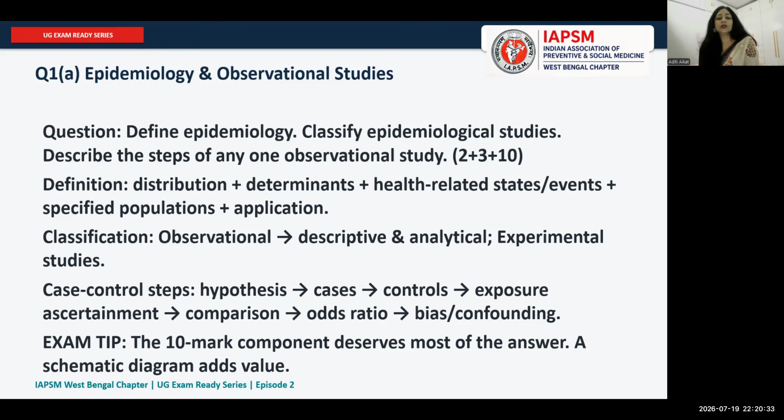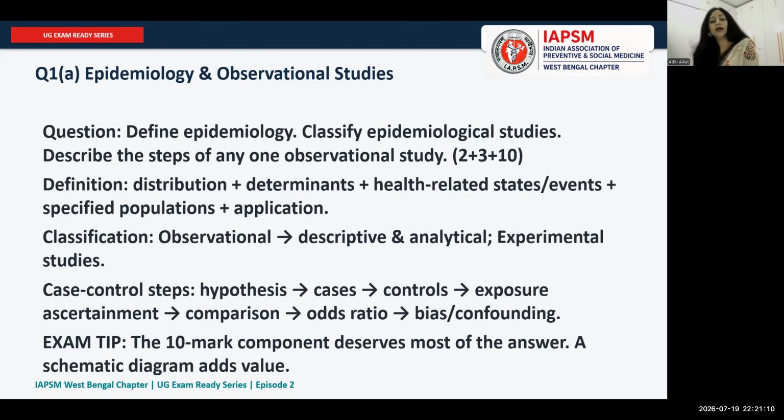If there is no intervention, it's an observational study. And in the observational study, if there is no comparison group, and you are simply trying to develop a hypothesis, then it is a descriptive study where you're looking at the time, place, and person distribution. But in this observational study, if you have a comparison group and you're evaluating the hypothesis, then it no longer remains descriptive. It becomes analytical.